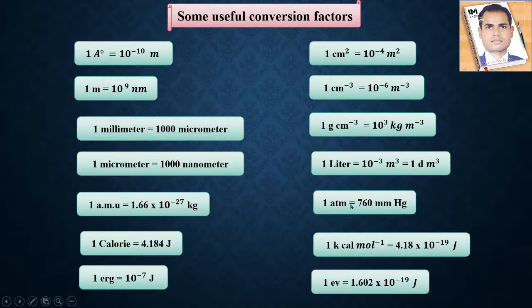1 atmosphere is equal to 760 mmHg. The next is 1 kilocalorie per mole is equal to 4.18 into 10 raised to 3 joules. 1 electron volt is equal to 1.602 into 10 raised to minus 19 joules. So in this way we have to remember all these useful conversion factors.